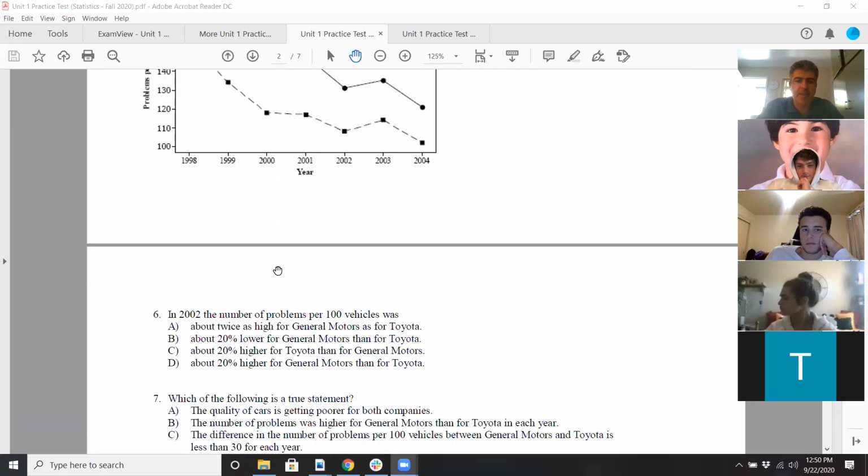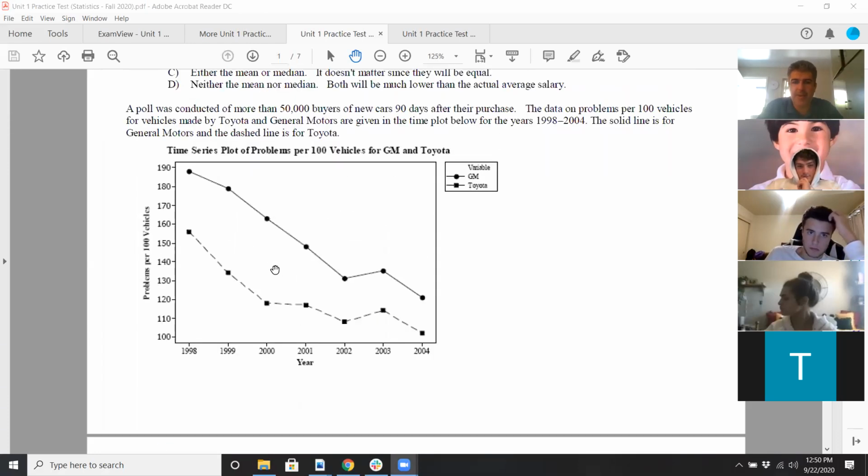Now this year, we haven't done line graphs, but let's just talk about it. It's not that hard. I'm not going to assess you on line graphs because we haven't done that. But we'll just talk about it. So obviously looking at time and looking at problems per 100 vehicles, okay? And by 2 different companies, GM and Toyota. So for every 100 vehicles, how many problems are reported?